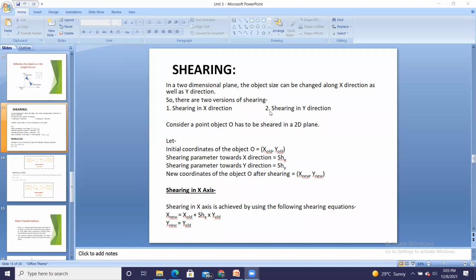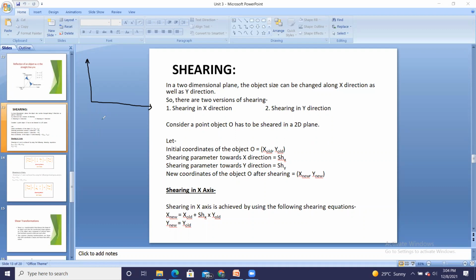So size change we have observed in which transformation? Scaling. Scaling, right? Very correct. So in scaling we have seen size is changing. Except scaling, the size is not changing, only the place is changing, right? Only the location is changing in all other remaining transformations.